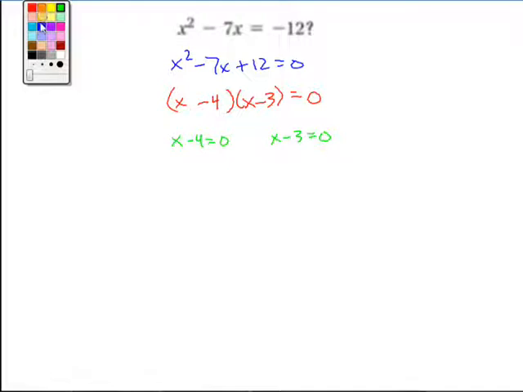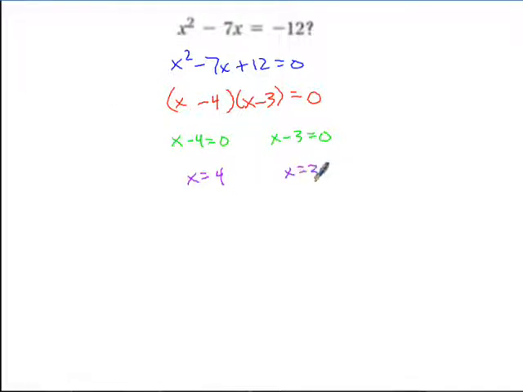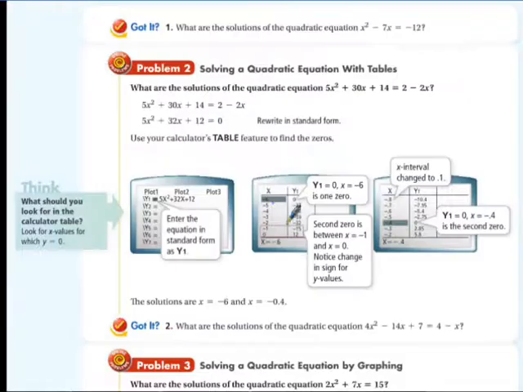Okay, so do each one of those, and so x equals 4, x equals 3. Okay, so those are both my answers. So for this one, x equals 4 and x equals 3.